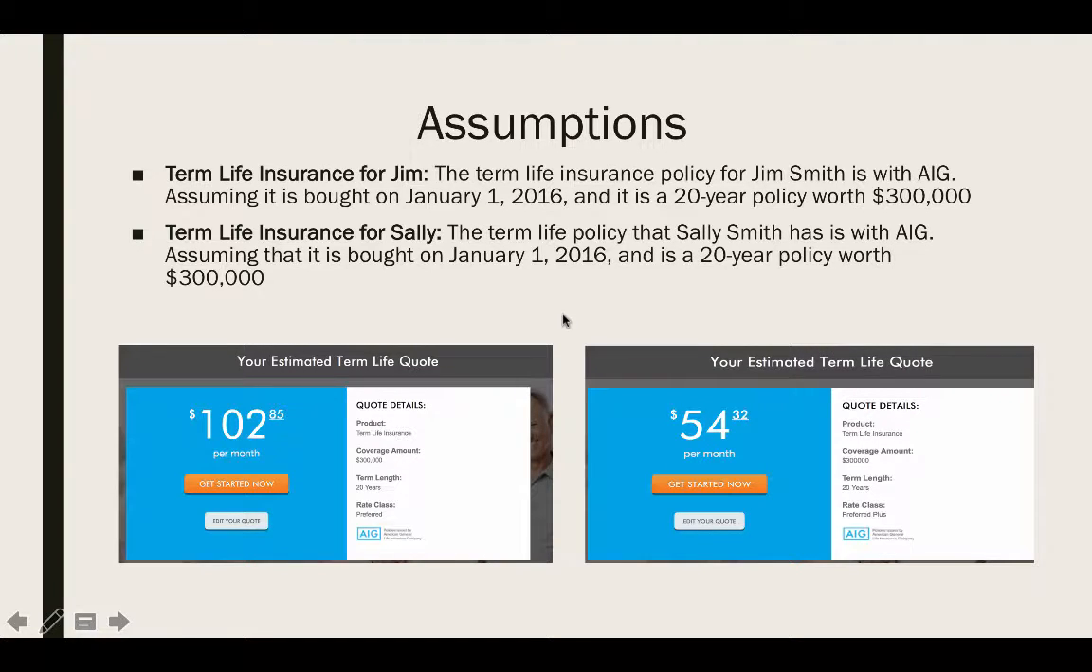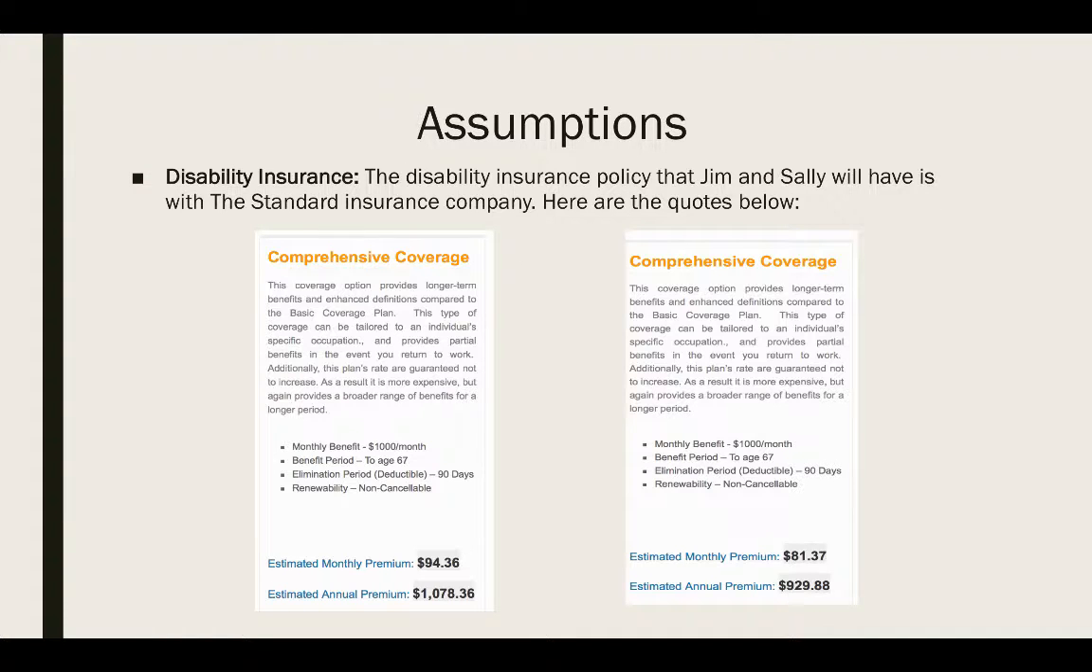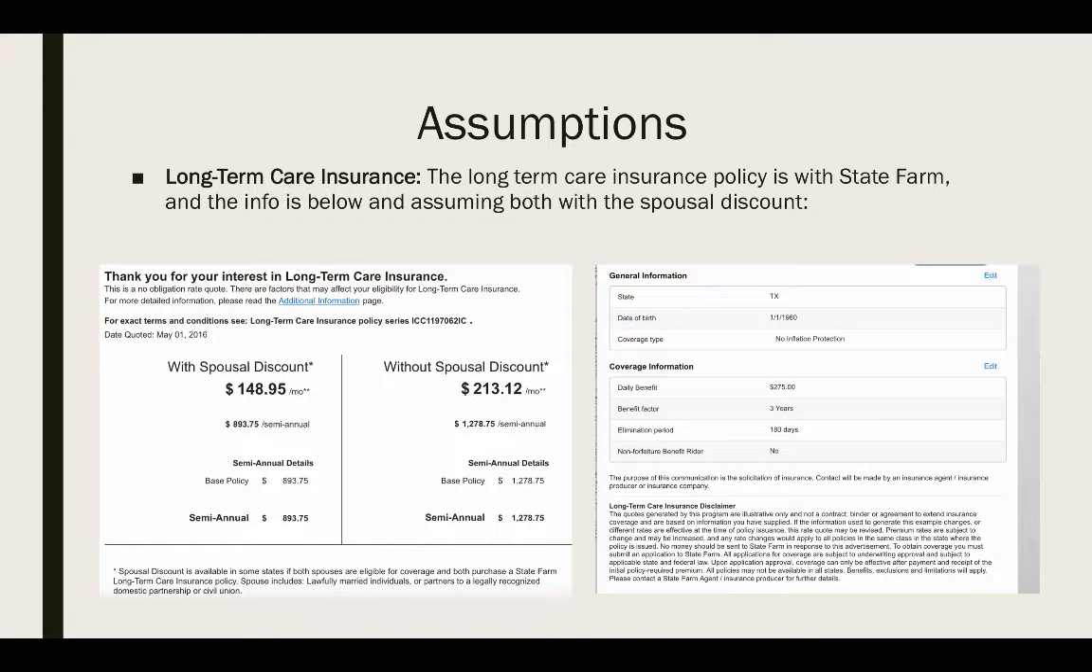This is for their term life insurance. Their term life insurance policy is with AIG for both of them, and I just found them some term life policies to be included with Money Guide Pro. Here's some more assumptions for them. Here's their disability insurance. And another assumption is their long-term care insurance. I did it with spousal discount.